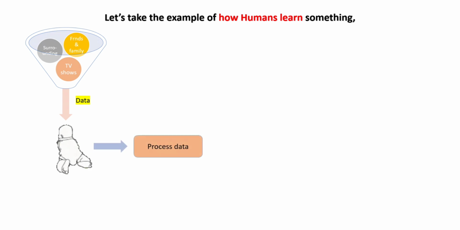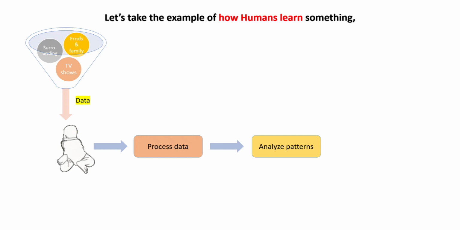Their brain will process that data. They might do it again, twice, thrice, but after the third time, maybe they will analyze a pattern after processing this data. That yeah, this is danger. We will get hurt, so we should not touch it. So lesson learned. That's how it works.